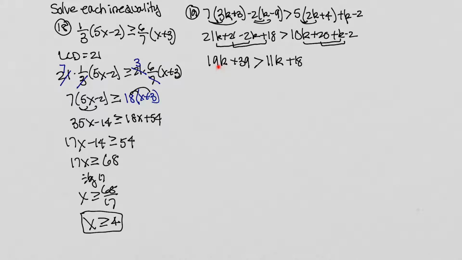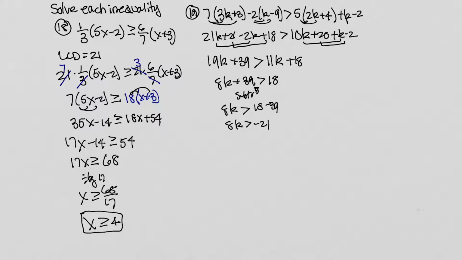I've got 19 k's on the left side, only 11 on the right. So I've got more on the left than the right. Let's get rid of these. Subtract 11k. So 19 k's minus 11k is going to give us 8k plus 39 greater than or equal to 18. Now let's subtract this 39. So we'll get 8k greater than, now it's going to be 18 minus 39. Now you can do this, 39 minus 18 is 21, but it's going to be negative.